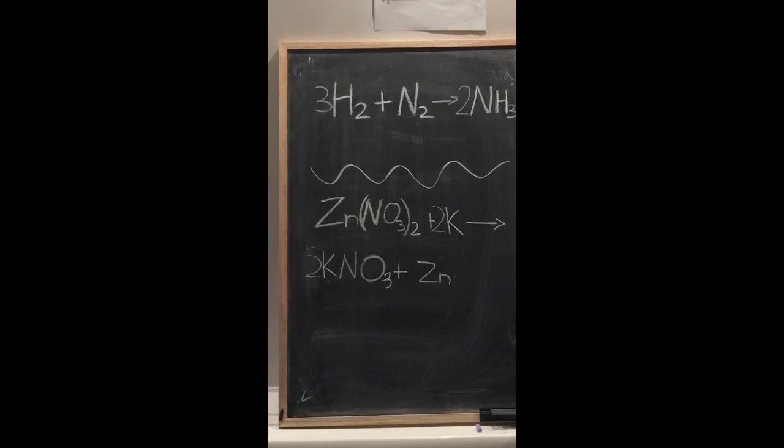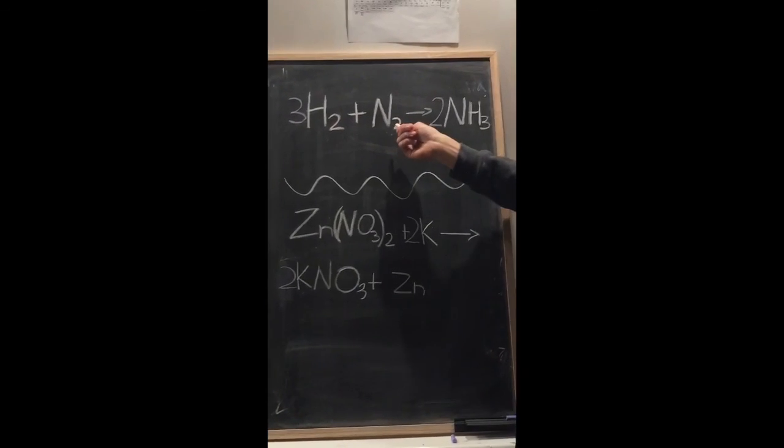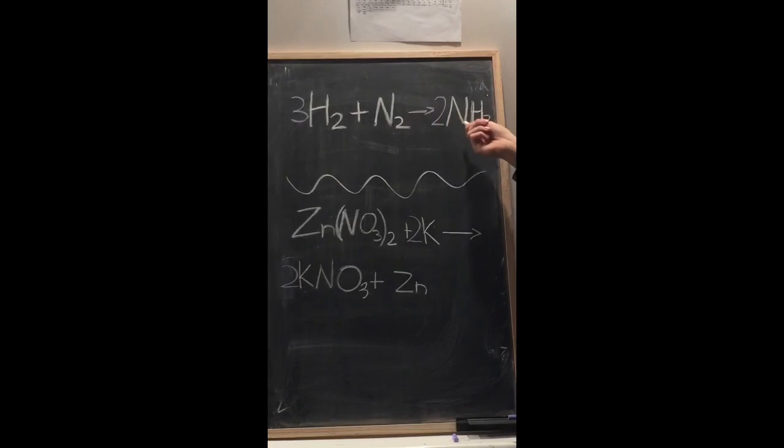So how do you know that a chemical reaction has taken place? Well, we can tell by a change. In this equation, a gas is produced. Hydrogen gas plus nitrogen gas equals ammonia gas.